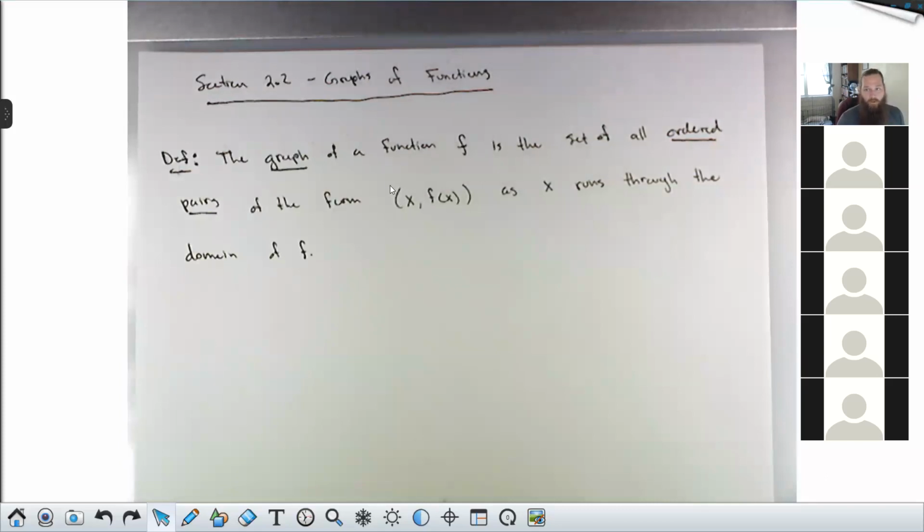So a graph is sort of a two-dimensional object. It lives in the plane. It's a collection of ordered pairs. Every ordered pair is of the form something, comma, f of that same thing.